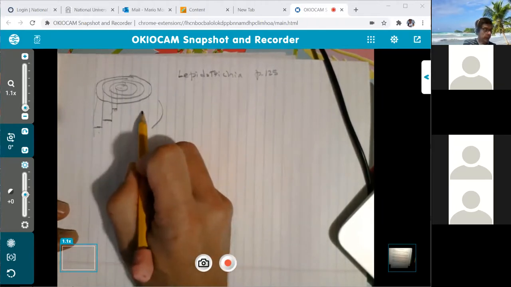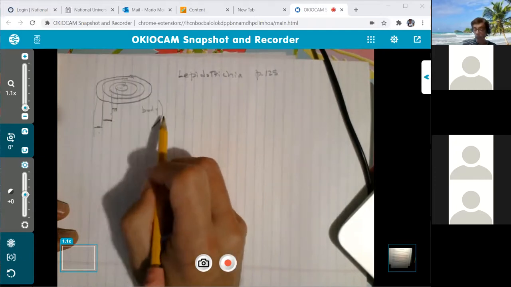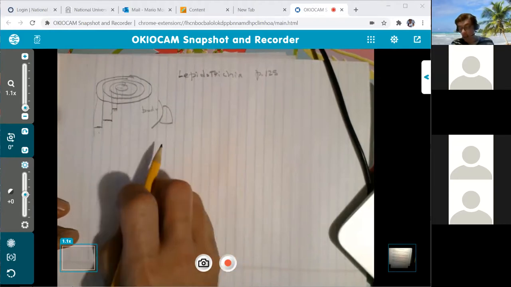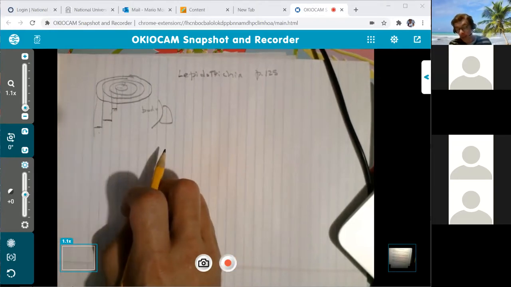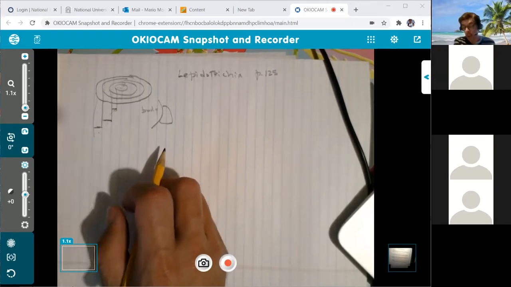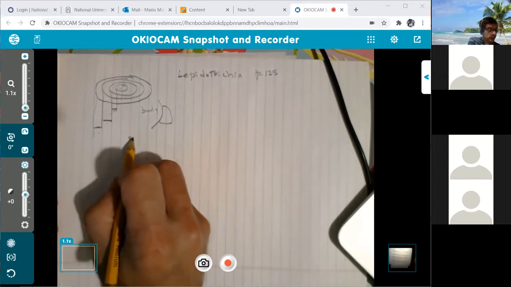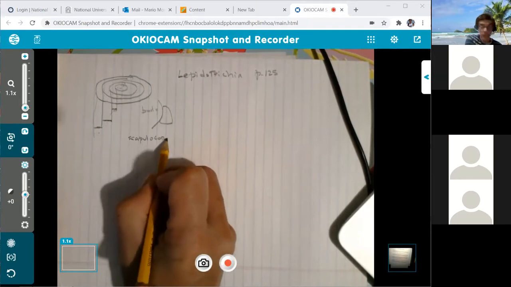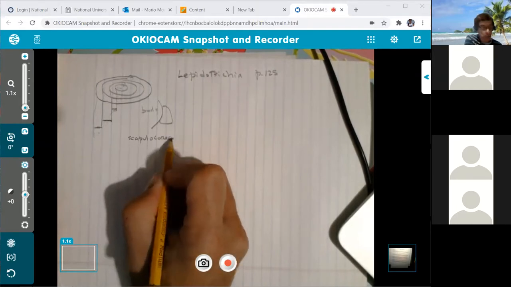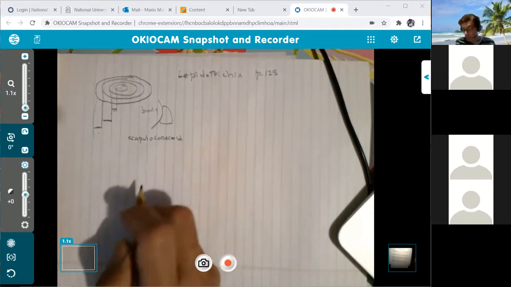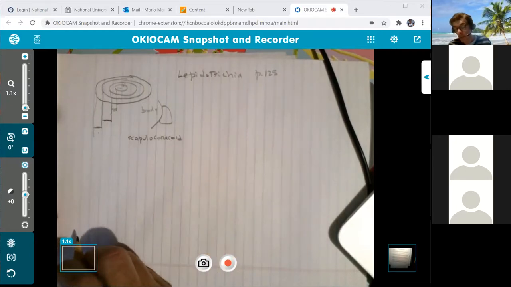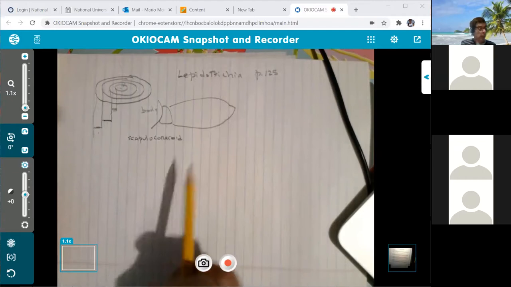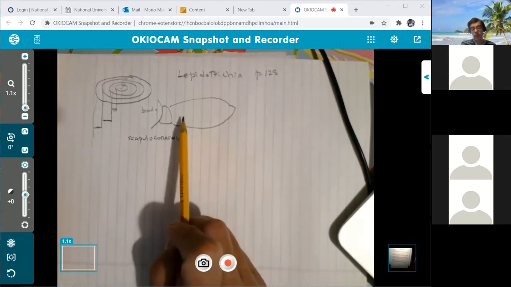So this is the body of the fish. Then there's going to be a bone like this. This is the bone that attaches the fin to the body itself. It's called the scapulocoracoid. Scapulocoracoid. And then there's going to be a fin. What happens inside the fin is going to change.